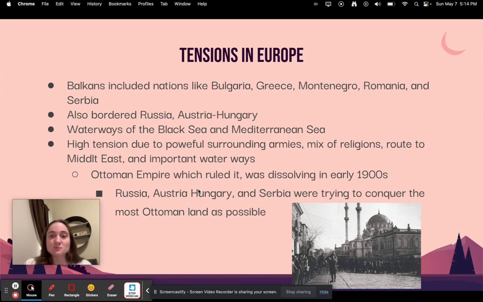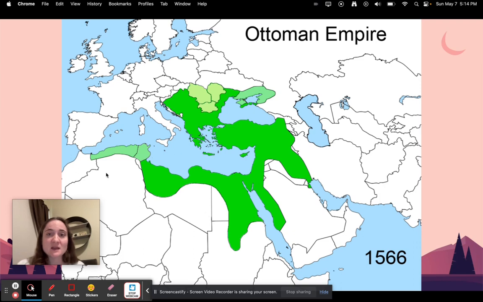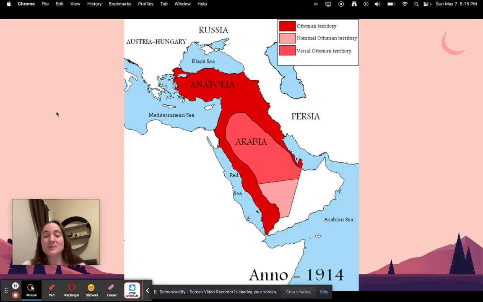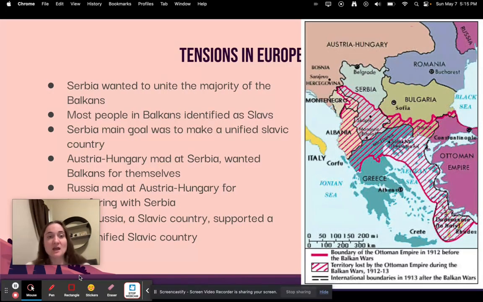And the Ottoman Empire, which ruled it, was dissolving by the early 1900s for reasons that I won't even get into. But Russia, Austria-Hungary, and Serbia were all trying to conquer the most Ottoman land that they possibly could get their hands on. So here's a picture of the Ottoman Empire at its height. You can see it covers a ton in North Africa, the Middle East, up into Europe. But by 1914, you can see they lost a lot of land. So they're mostly now focused in Saudi Arabia, Anatolia, and just a little bit into Europe.